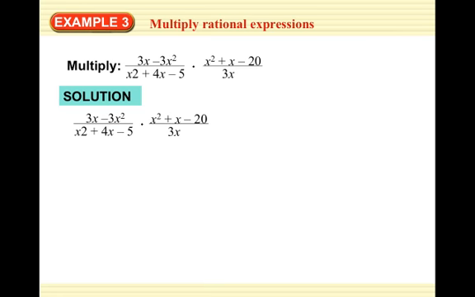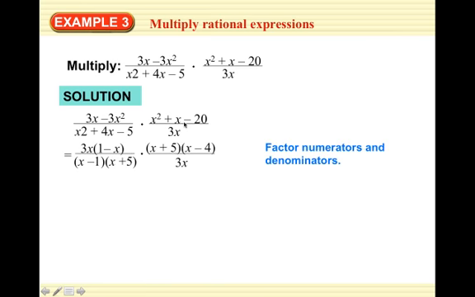Okay, so our solution is going to involve recopying the original expression. That should be an x squared. That's driving me nuts. 3x minus 3x squared over x squared plus 4x minus 5. It should be written correctly on your notes. Times x squared plus x minus 20 over 3x. And now we're going to factor.